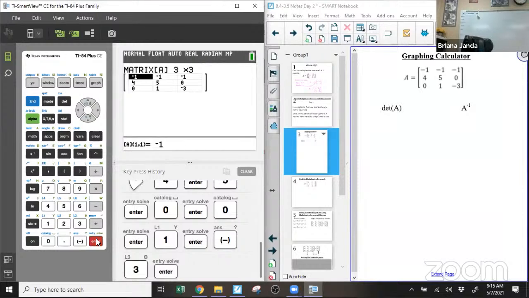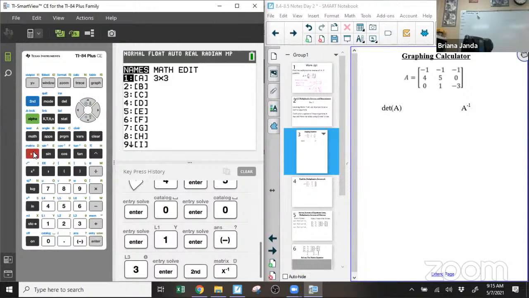Good on the entering a matrix. When I want to go back and find things about my matrix, I have to go back to the matrix menu, which means I'm going to hit my second matrix again. There's not really any other way to go back to that. So second matrix, and it gets us back to that menu. Notice now next to my A, it says 3 by 3 because I just put a 3 by 3 matrix in there.